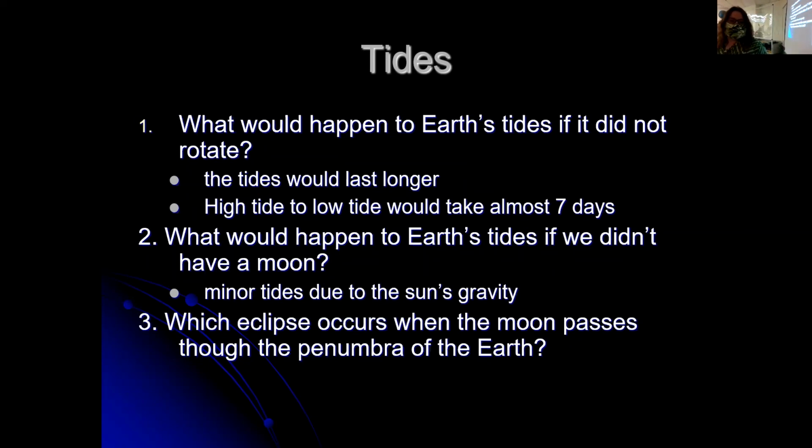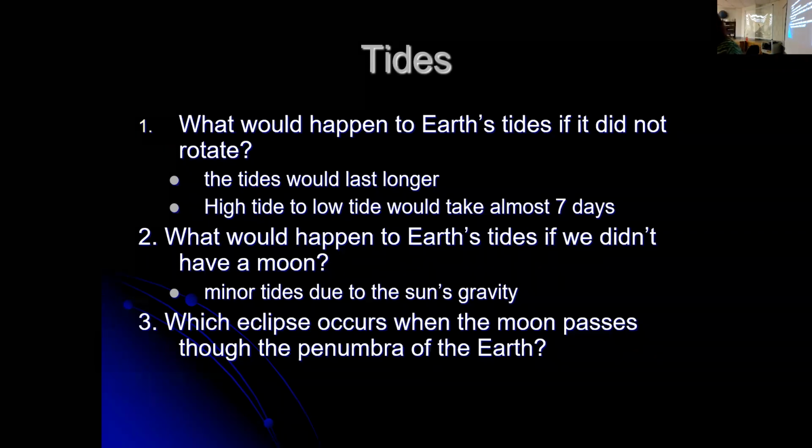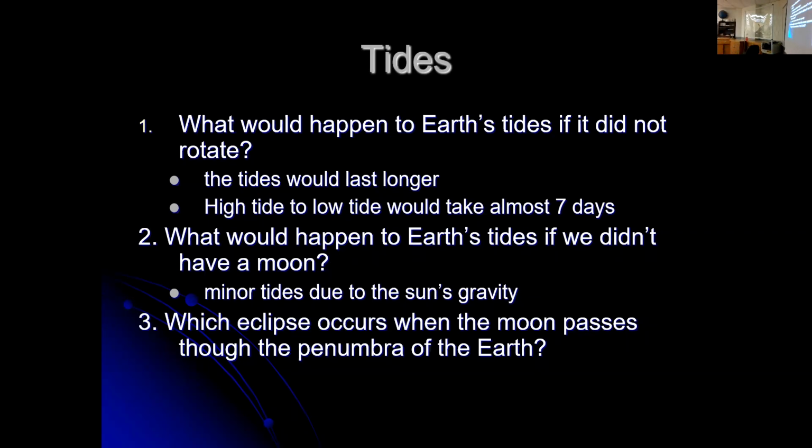And finally, which eclipse occurs when the moon passes through the penumbra? Total eclipse or partial eclipse? Partial. It is partial. The way I remember these: penumbra, partial, PP.